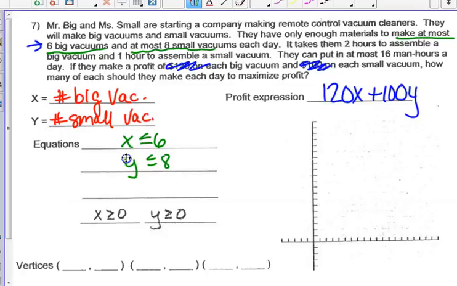Then there's a whole thing about hours. How many hours do we have to work with? 2 for a big and 1 for a y, is that right? Or 1 for a small? 2 for a big and 1 for a y.